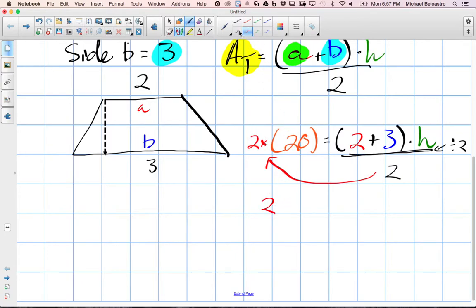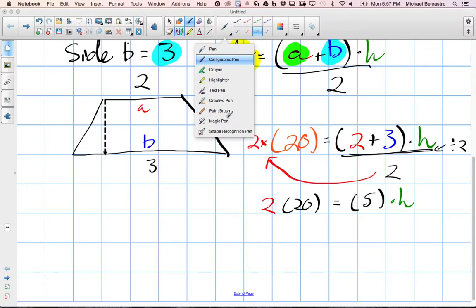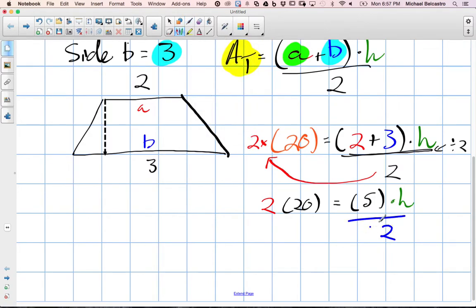We'd have 2 times 20 equals, I'm going to simplify that, 2 plus 3 is 5. You okay with that? 5, and then still times h. And the number on the bottom, the divided by 2, is gone now, because we brought it to the other side and we're multiplying it by 2. Does this idea make sense? Yes. Okay, so I've moved it. There's no more division on the right side. 2 times 20, do you know what that would be? 40. Beautiful. Now I'm just left with 5 times h.